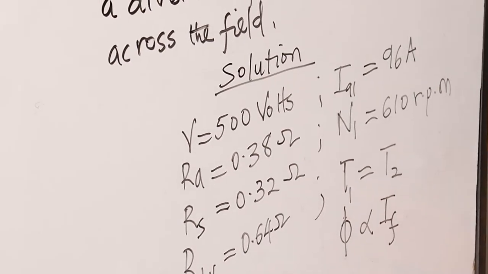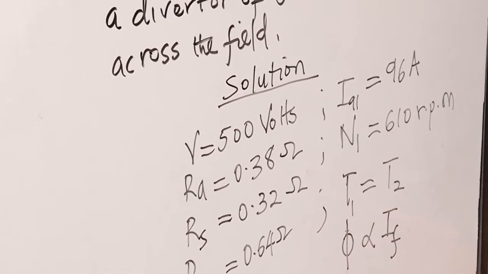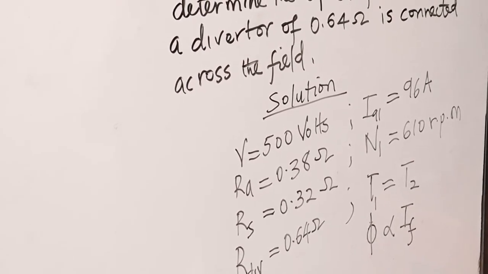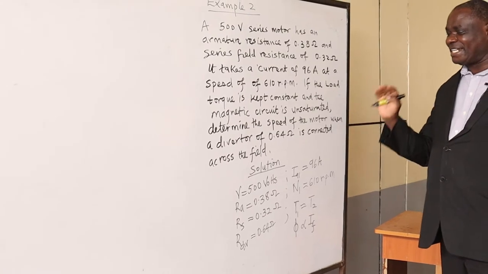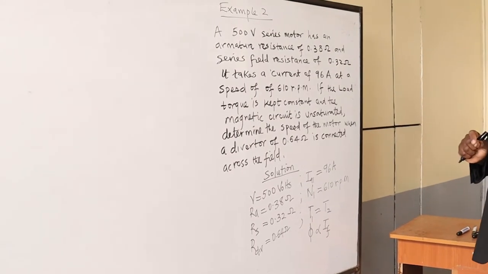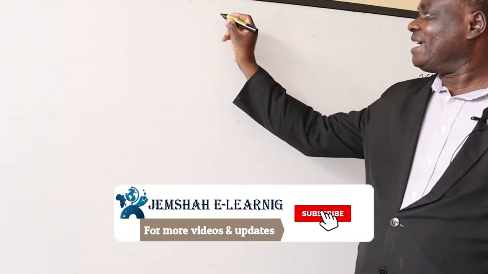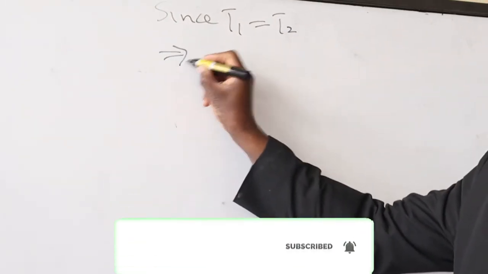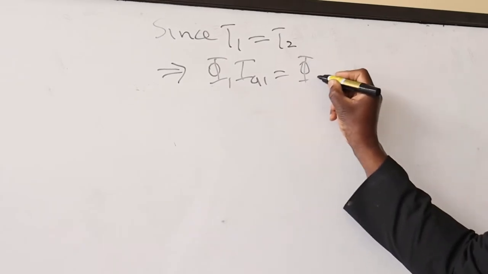From there, we are ready to solve and get the unknowns which are not there from our speed equation. Before we proceed, we need to get the second armature current, what will be flowing through the armature if the diverter is now connected across the field. Now, what will be the armature current? Since T1 is equal to T2, this implies Phi 1 IA1 will be equal to Phi 2 IA2.